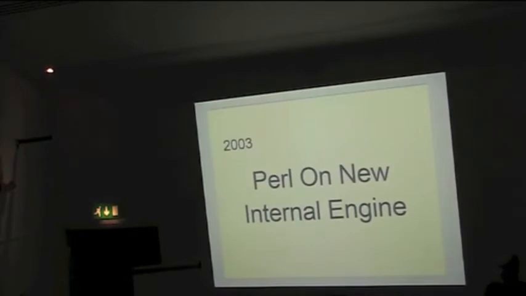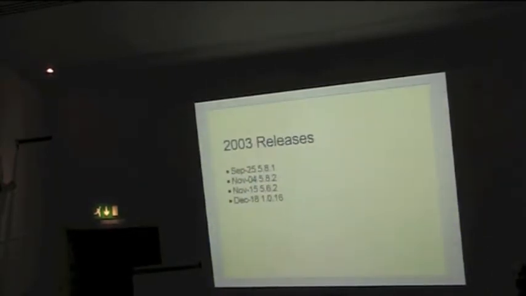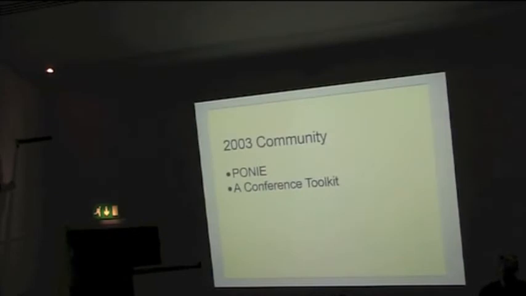2003, White Stripes. Perl on new internal engine. Who knows what that's going to do. And then there's another release of Perl 1. Why were they doing that? Because it was there. So Pony was this project to rewrite Perl 5 running on top of Parrot. How'd that work out?